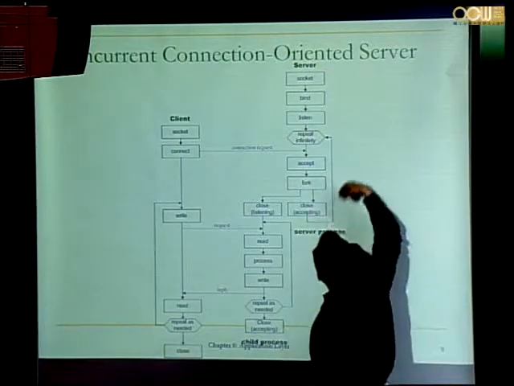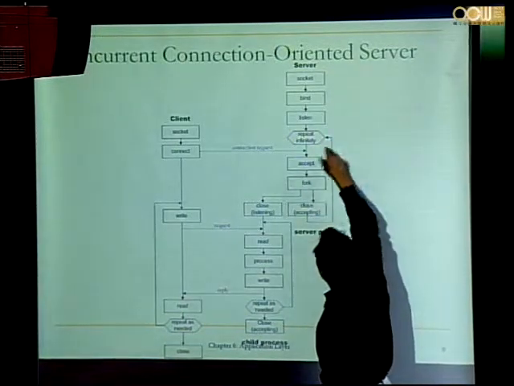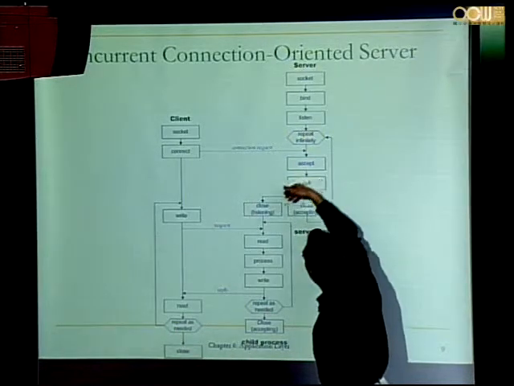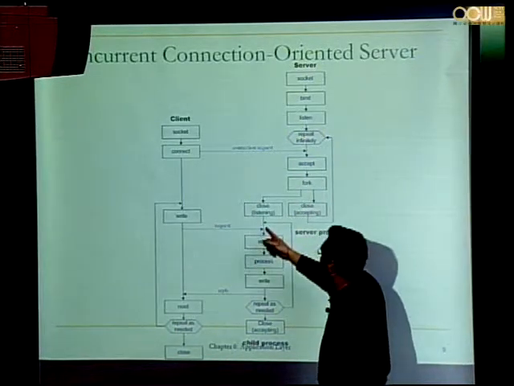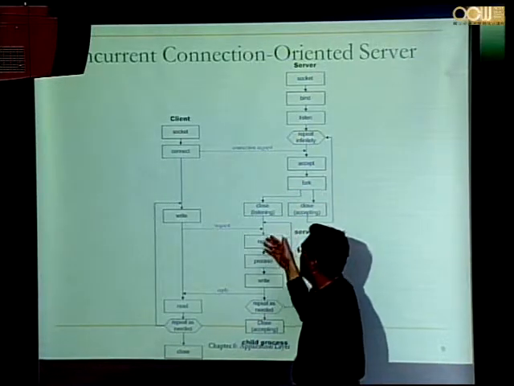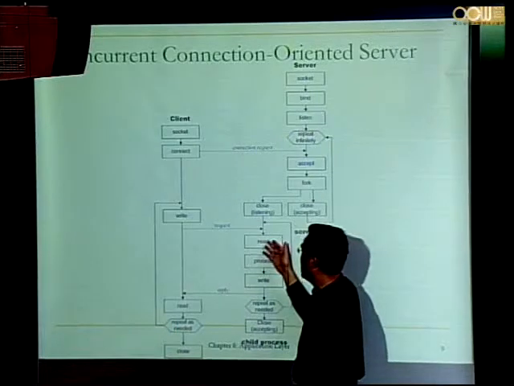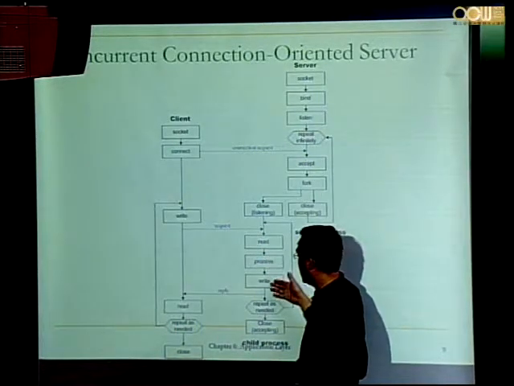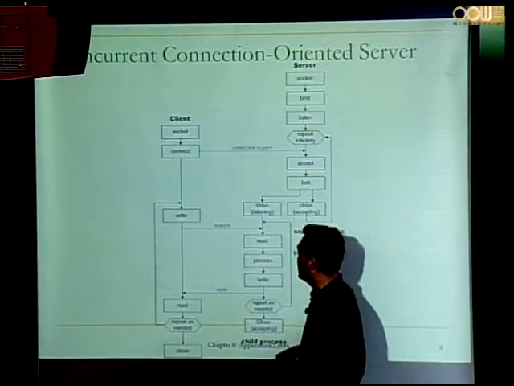Okay, so the parent just does this, waiting for a new client. Once there's a new client, it forks a child process. And the child process will then interact with the client. It would call read and write. Read to read the request, write to prepare the response, and then write the response back to the client.